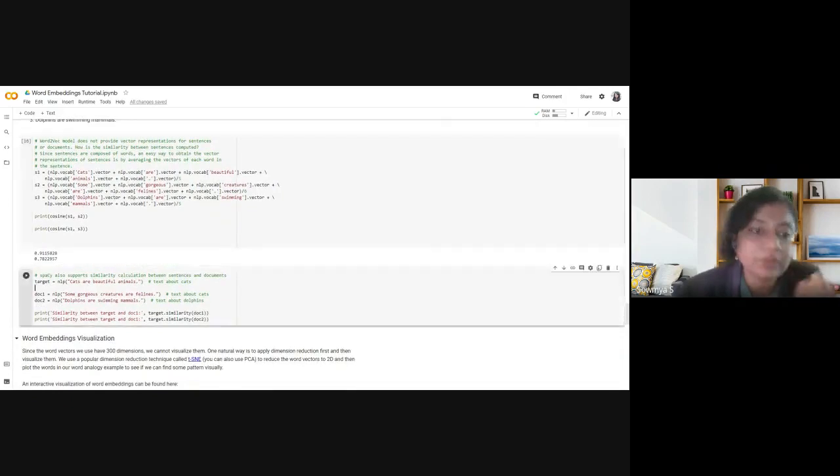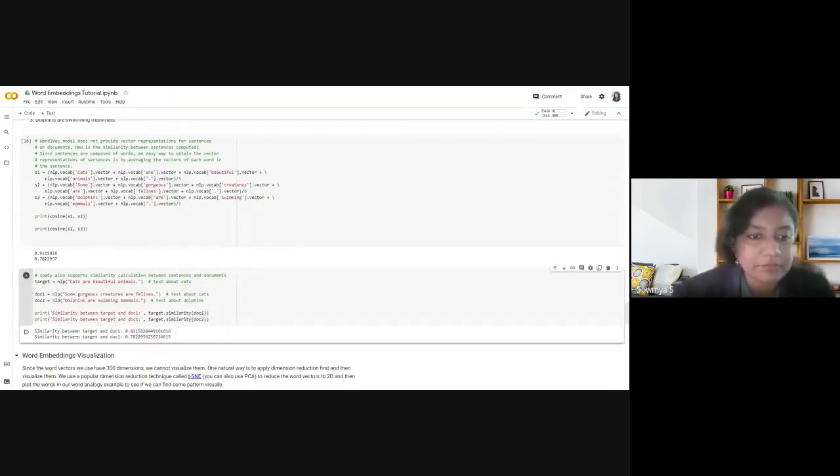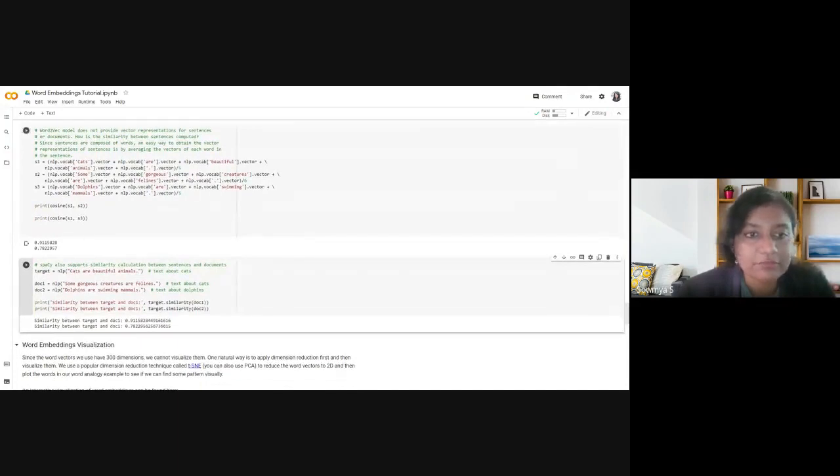And Spacy also supports sentence evaluation. It does the same thing, and we get basically the same value.